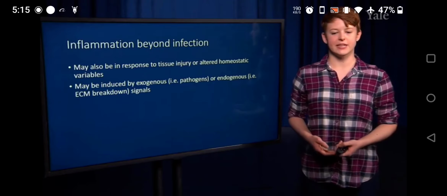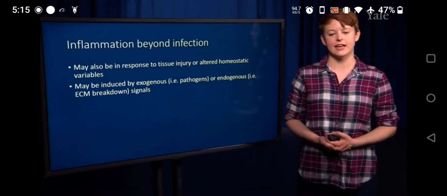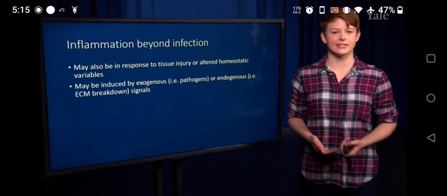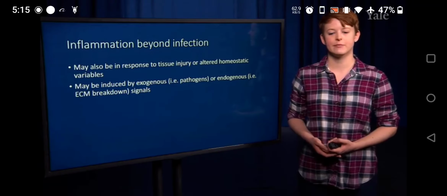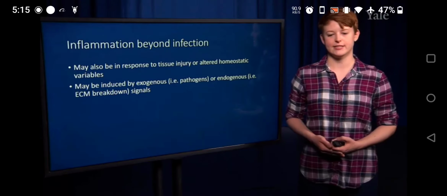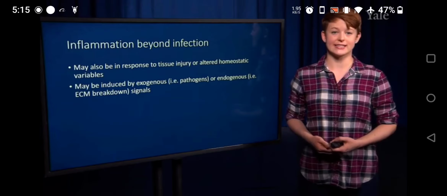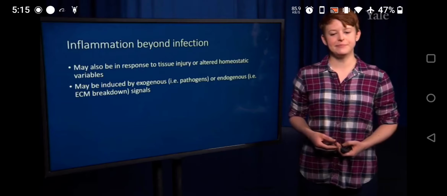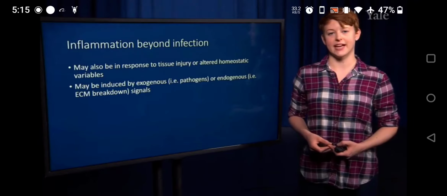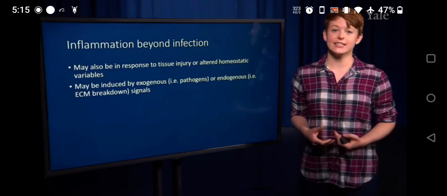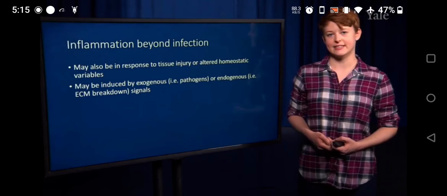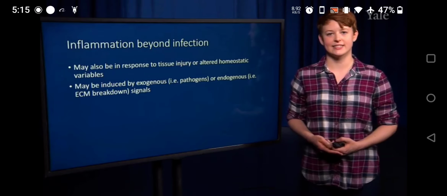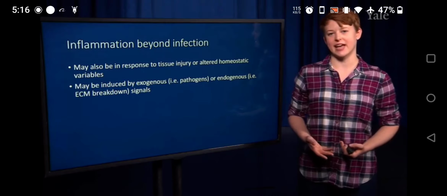So inflammation can be induced by many different things. We mentioned pathogens, so that's an exogenous source, which is sensed through TLRs or pattern recognition receptors. But there are also some endogenous sources of inflammatory signals. So this includes signals that indicate damage. So for example, if there are components of the extracellular matrix that are seen, these normally in a healthy tissue would not be sensed. But if there's tissue damage and breakdown of the ECM, these will be released, and cells in the body can sense them as being out of place.